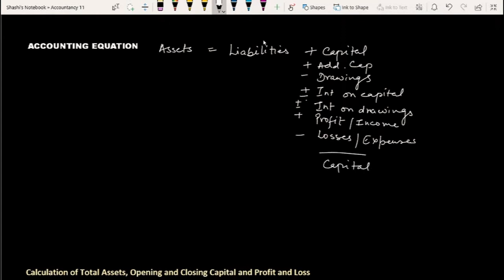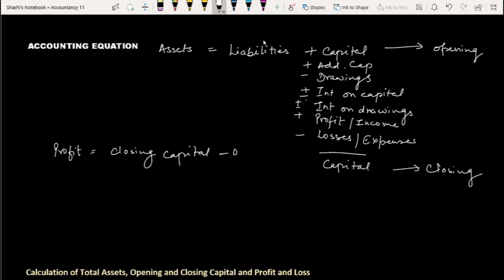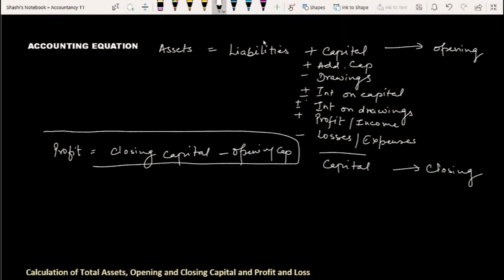So exactly this is your opening capital, then this will be called the closing capital. So if I say the profit of a business will be equal to closing capital minus opening capital, what exactly does it say? It says that he started from, say, 10,000, and after reaching here he has 25,000, that means 15,000 he earned after all these transactions. So profit is equal to closing capital minus opening capital.